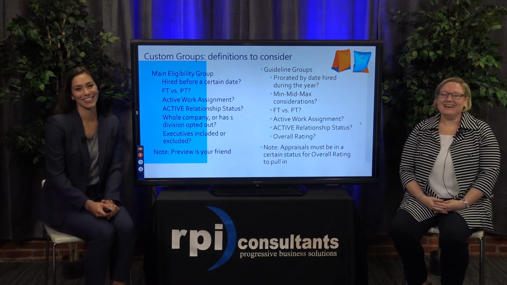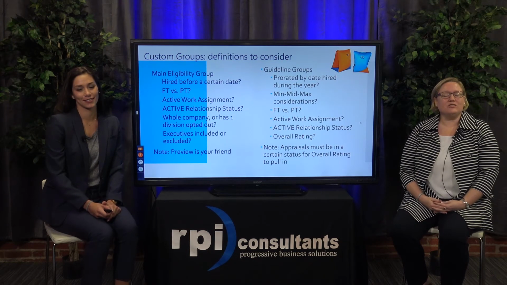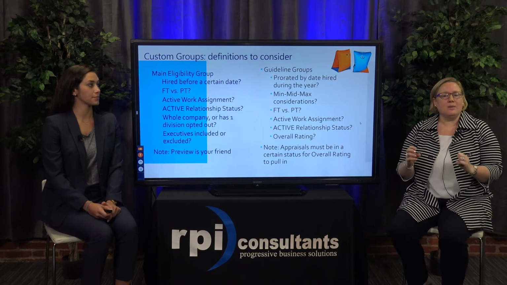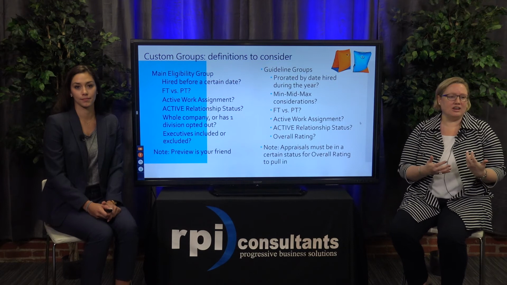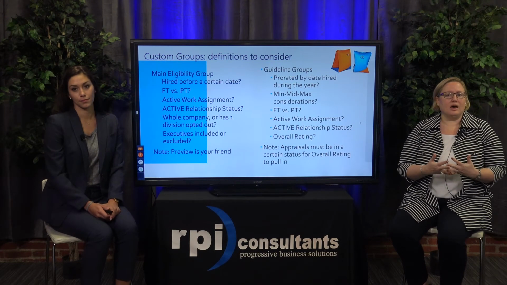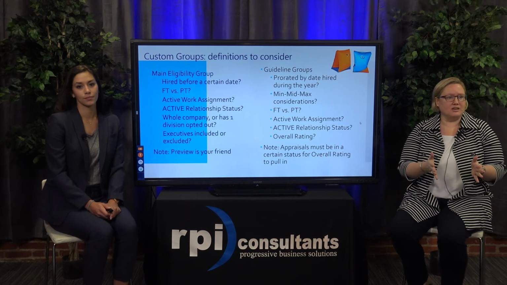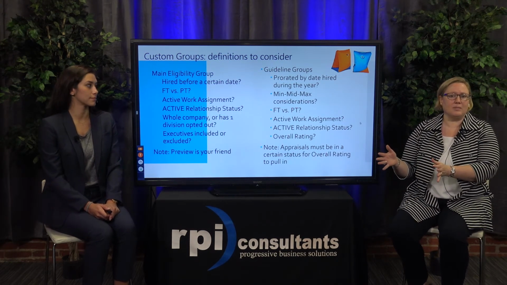Guideline groups, these are groups where you can get into it if you're prorating. Now we'll see in a minute there is some proration functionality, but if you have multiple proration periods, then you're going to have to include that in these custom groups. So maybe you've got people hired to a certain point get 75% of this year's merit, and then hired between some other dates get 50% of the merit.